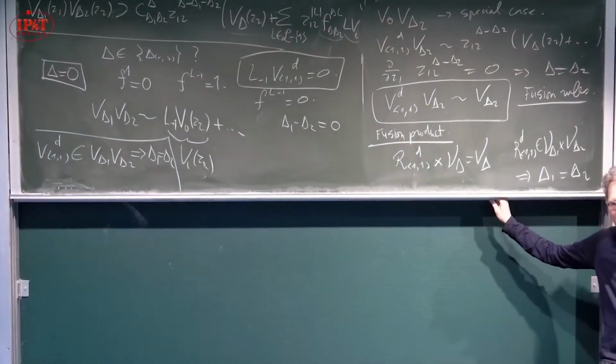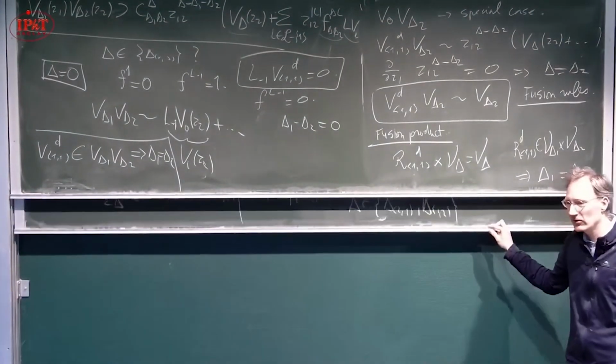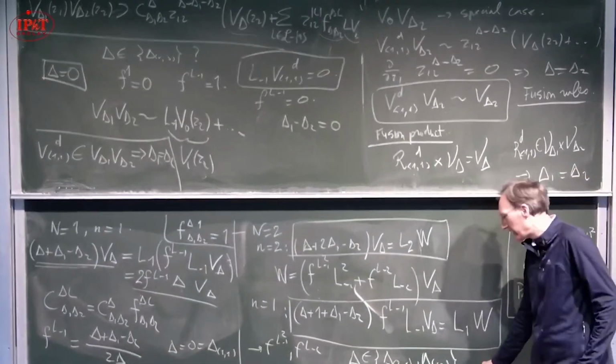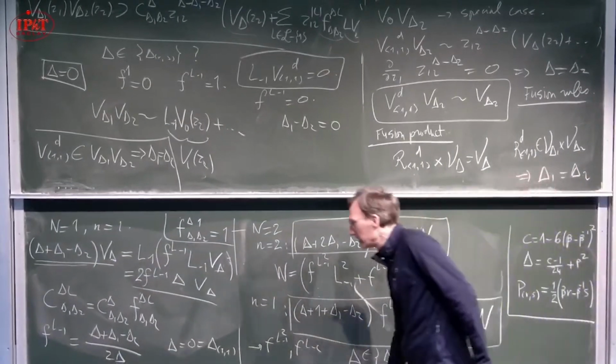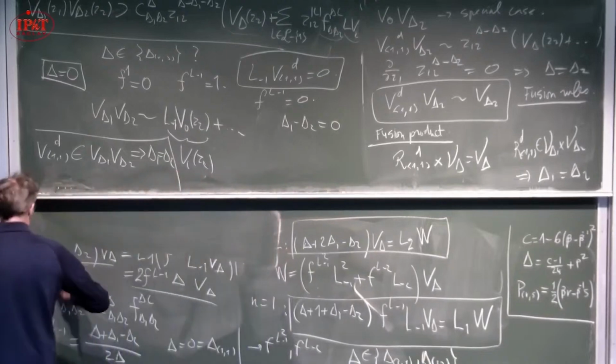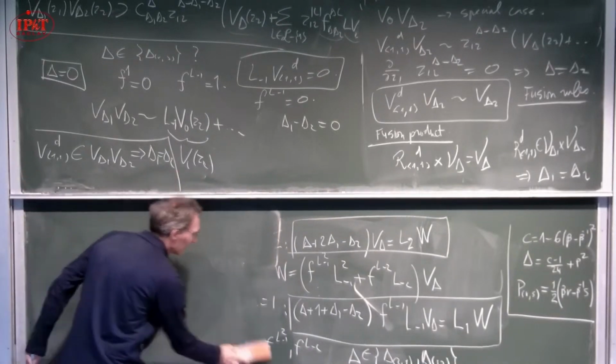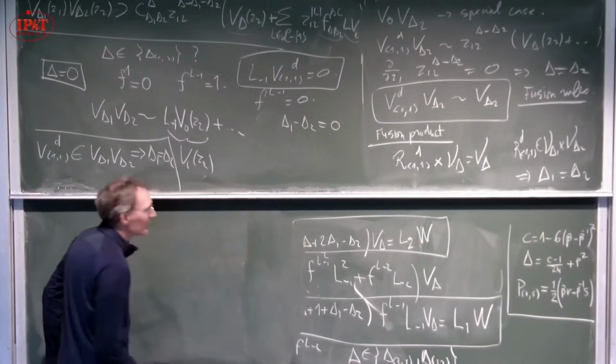I won't construct the fusion product. It has an algebraic construction. But the nice thing is that then it is associative and commutative. And we use this associativity and commutativity to compute higher fusion products.